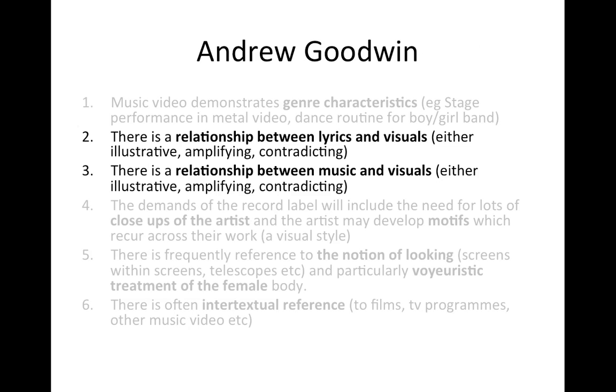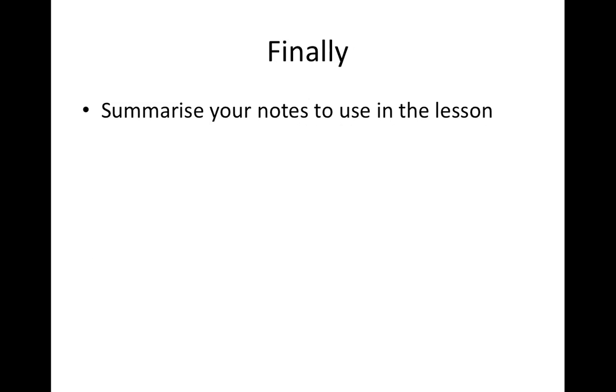So, just to go back to Goodwin, there's two things we could talk about here with the narrative. Number two, that there's a relationship between the lyrics and the visuals. And number three, there's a relationship between music and the visuals. And you should realise by now how the narrative can use those lyrics and visuals to tie in the story of what is going on and what we see. So finally, just summarise your notes to use in the lesson and find out how you can answer the question in the most effective way.